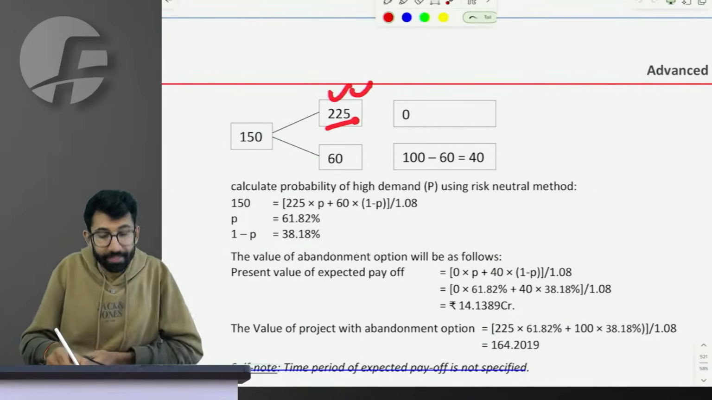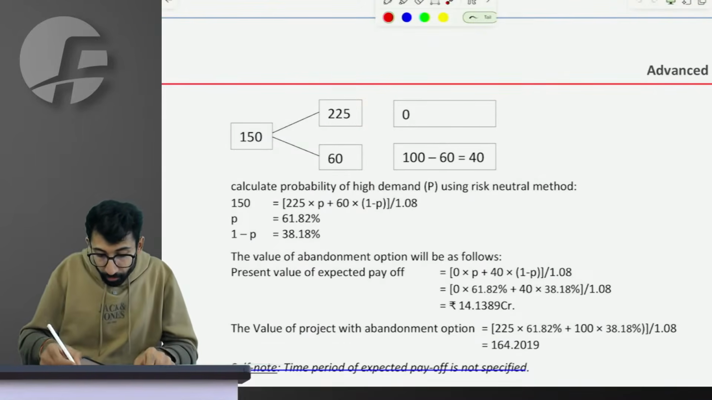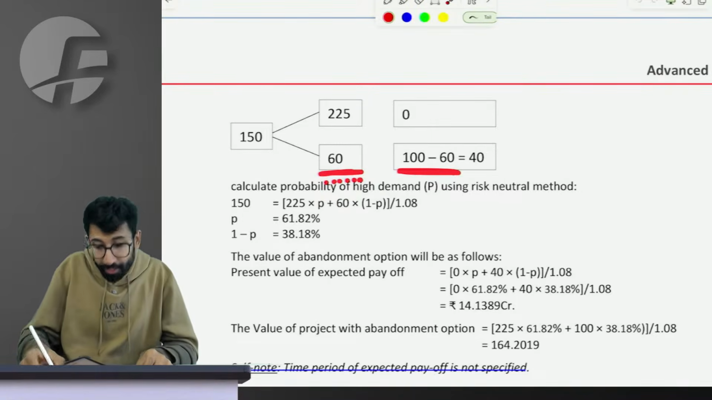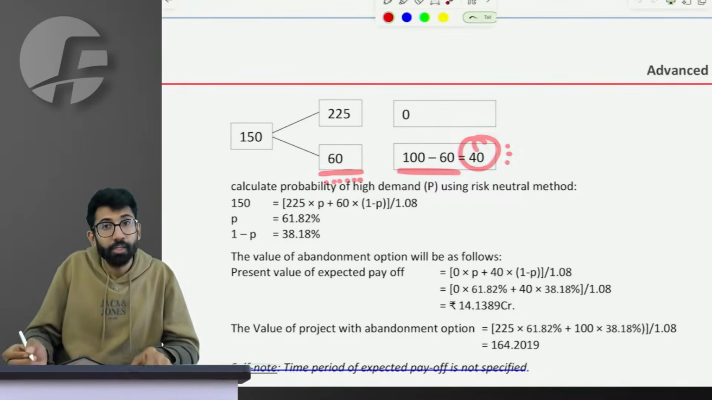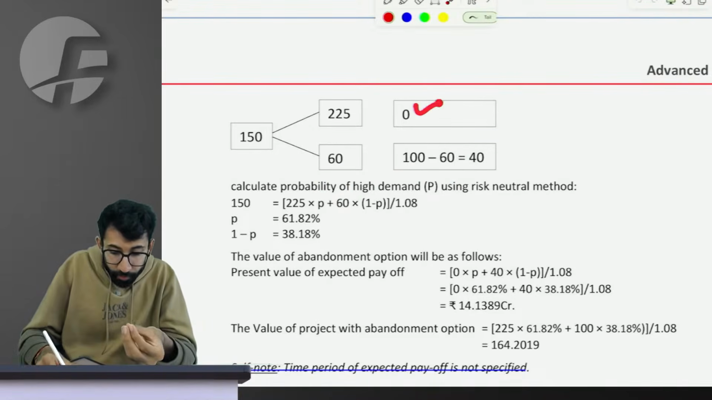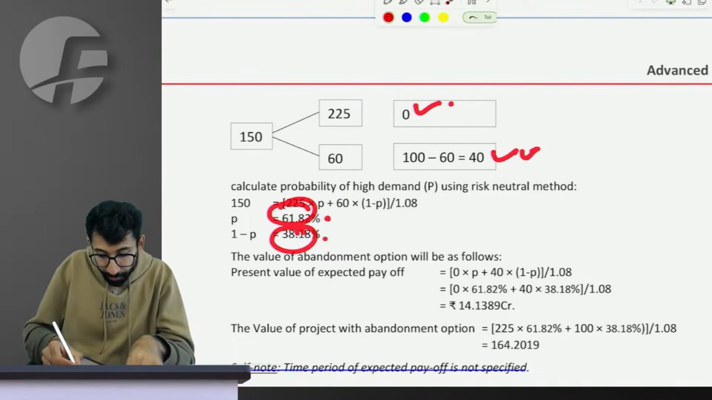If the value of the asset in the market becomes 225, will I sell? No. If the value of the asset in the market becomes 60, will I sell in the market for 100? Yes. How much is the payoff? 40. So do you agree it is because of that option you have, either you will earn 0 or you will earn 40, the probability of which is 61% and 38%.